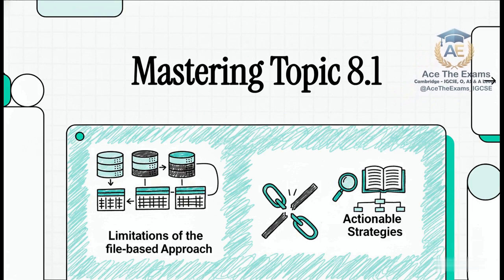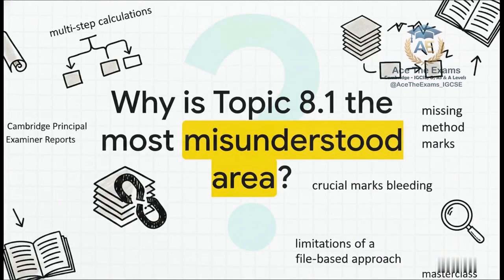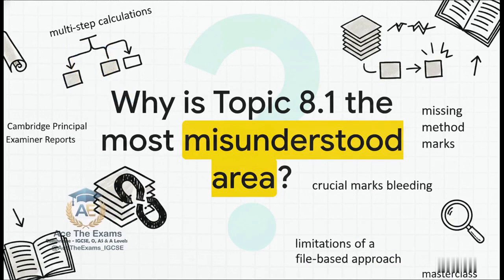If you've ever felt like Alex or Sam, studying the right material but somehow missing the mark on the actual exam, you are absolutely in the right place. We're going to transform those red marks into green check marks. So why exactly is topic 8.1 such a massive hurdle? Why do smart students like Alex and Sam consistently lose marks here? Well, it really comes down to the pain points of multi-step evaluations and those elusive method marks.